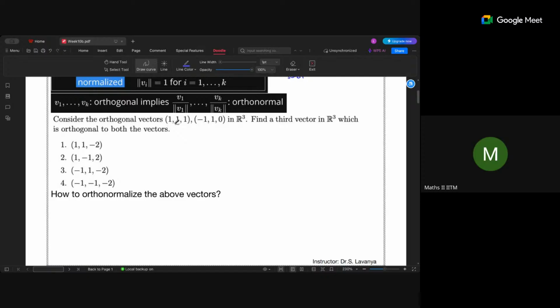Consider the orthogonal vectors (1, 1, 1) and (-1, 1, 0) in R3. Find a third vector in R3 which is orthogonal to both the vectors. How to do this? Let's say this is V1, this is V2, and let the third vector be some (x, y, z). Now we want the inner product of V1 and V3 to be 0, as well as the inner product of V2 and V3 to be 0. We are in R3. So what is the inner product of V1 and V3?